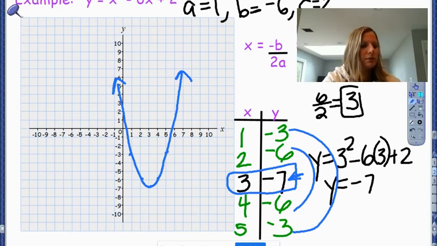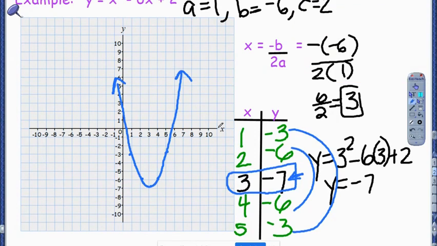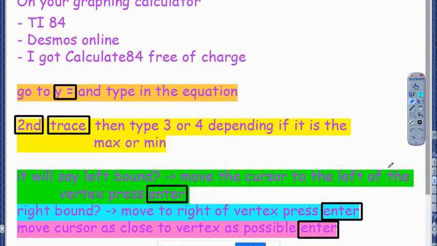So we can do this on our graphing calculator. So if I was to graph this on a graphing calculator, these are our steps. Some of us have the TI-84, which is helpful. Then there's Desmos online. I think we've talked about that before in class. And then I just tried to find an app on my phone that was a good one. And Calculate 84 does look like it is a good graphing calculator app, and it is free of charge.